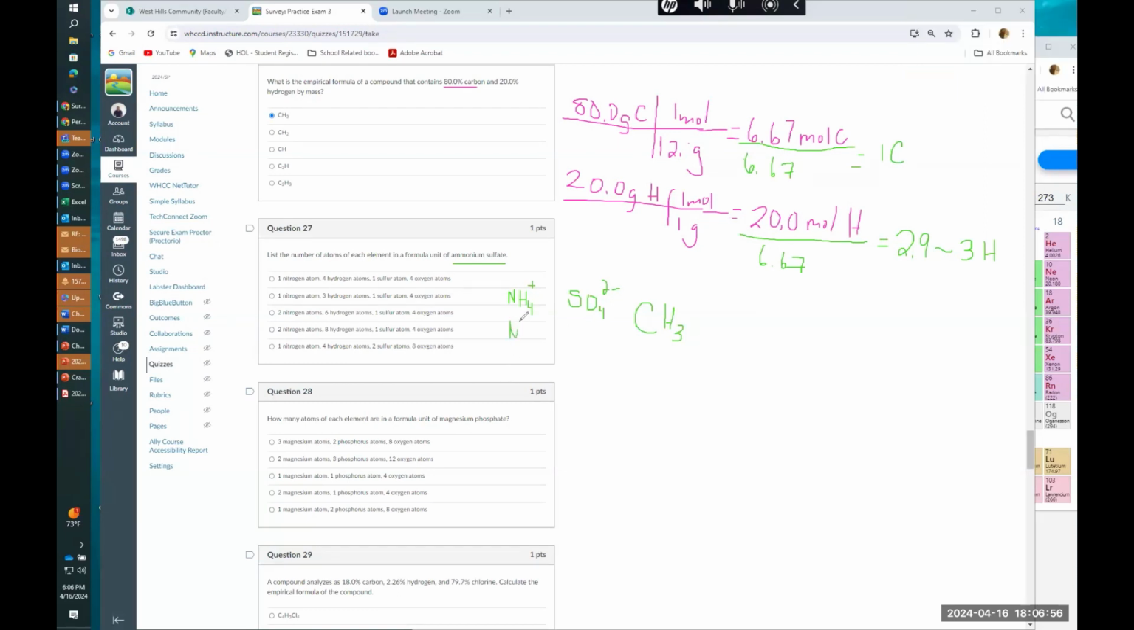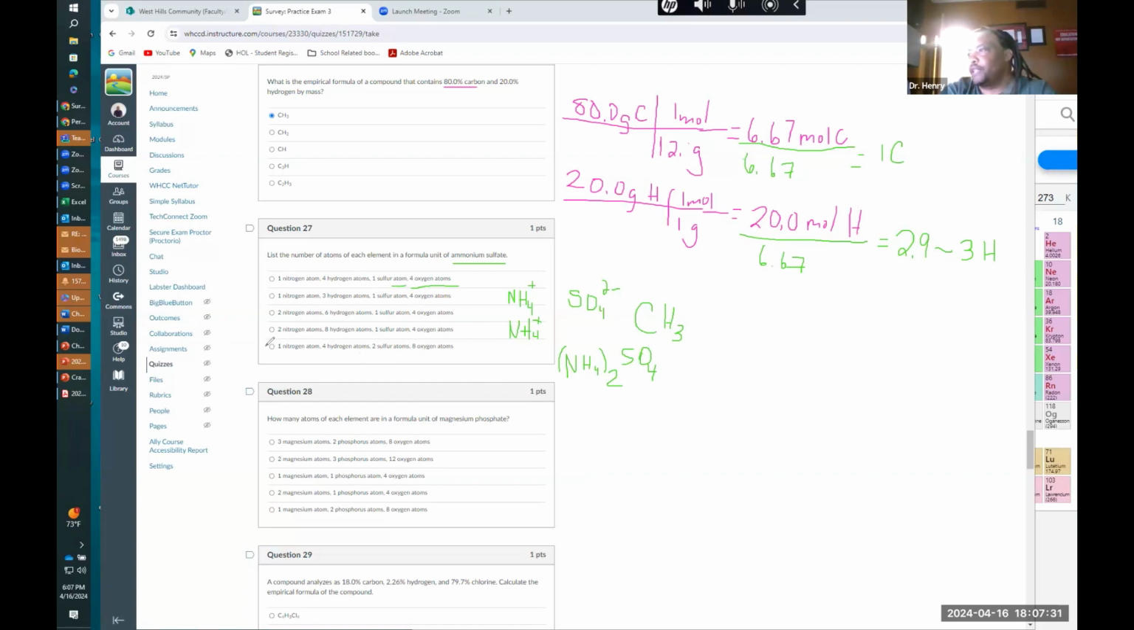So how many ammoniums will I need to balance out the sulfate? 2. So my chemical formula is going to be (NH4)2 SO4. That means we have how many oxygens? We have 4 oxygens. How many sulfurs? We have 1 sulfur.